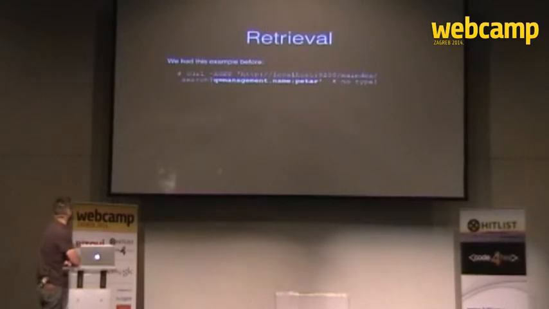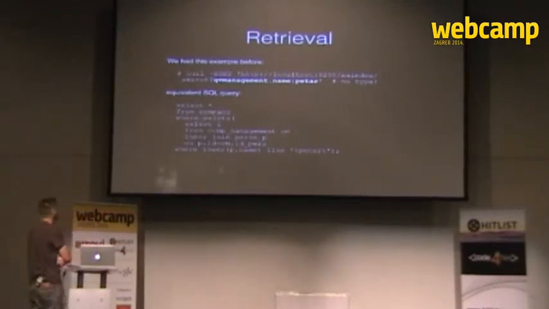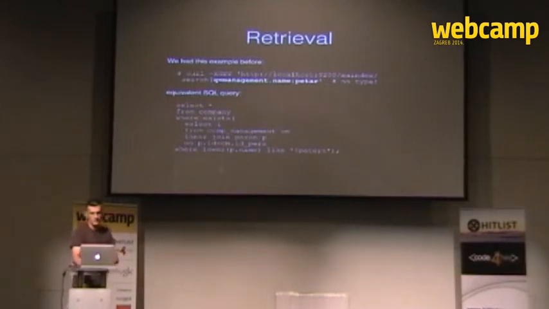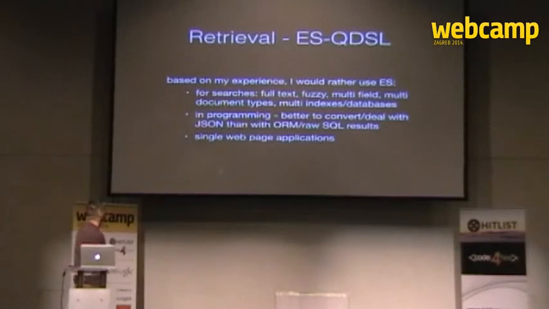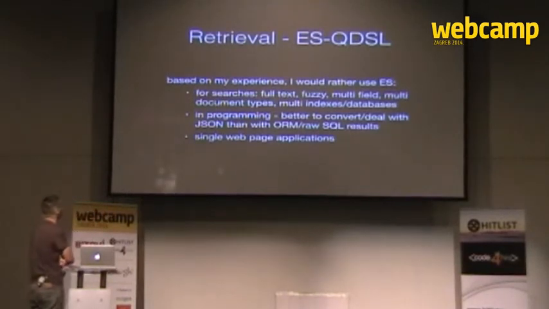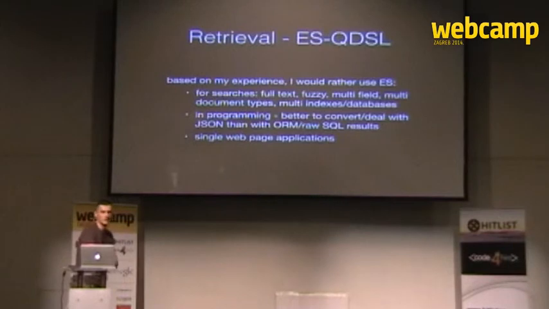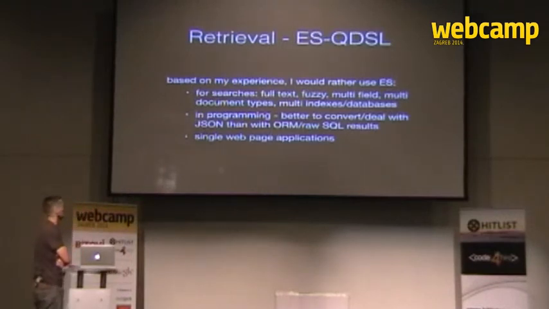So retrieval, or getting data from databases, we have this example before. The same thing when written in SQL gives you a much more complex query, but I would not stop on this. Elasticsearch provides a query DSL, some special type of DSL just for queries. Based on my experience, I would rather use Elasticsearch for searches, what it is invented for, especially for fuzzy search, and you can search between a lot of fields, not only one field. You can search within a lot of documents, and also within multiple indexes. So one search could try to hit everything that is in the whole system.